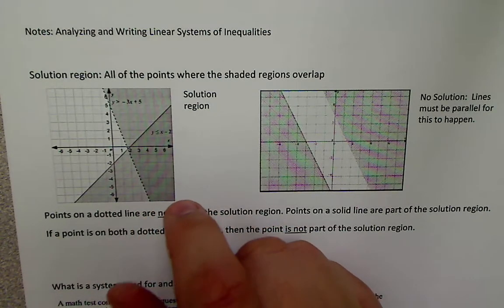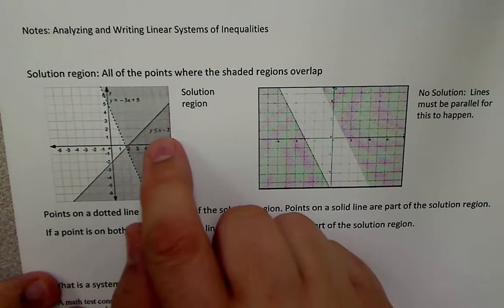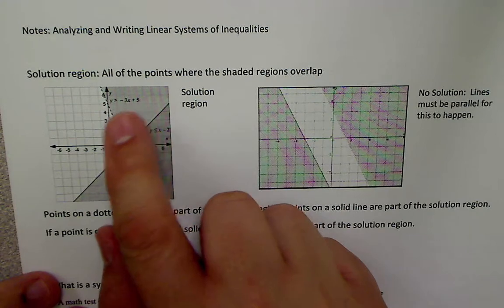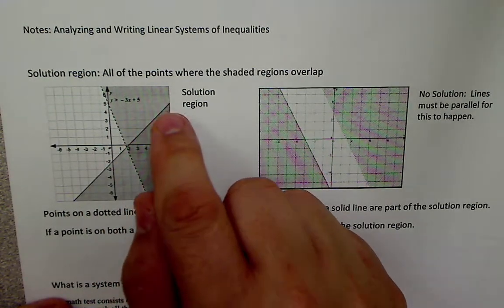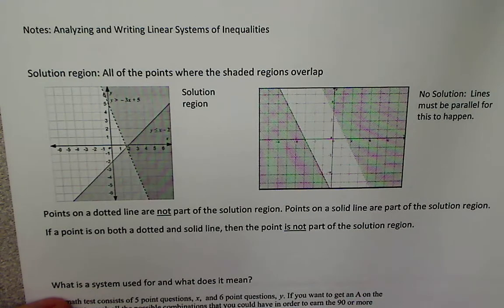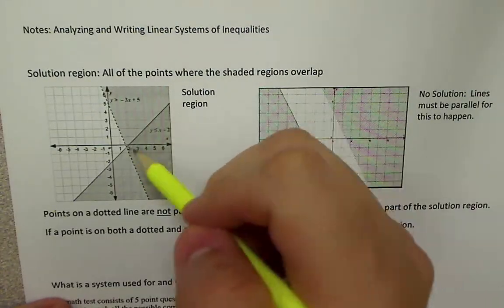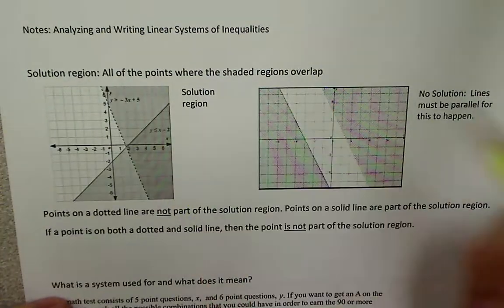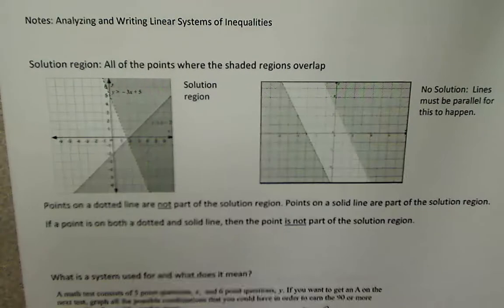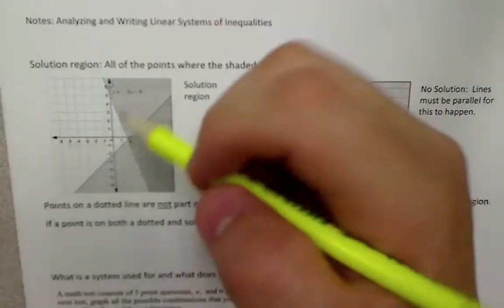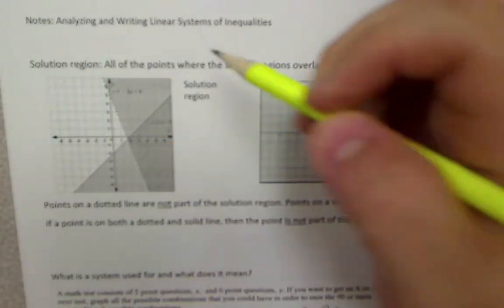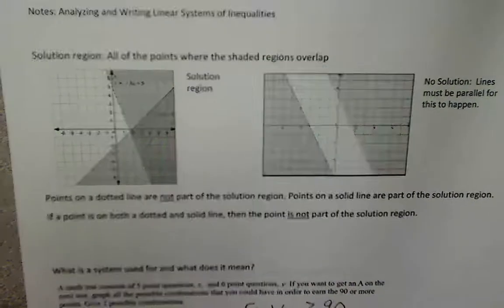Okay. So if you have two lines or two inequalities, there's going to be an area where the shading occurs, where the shading is going to overlap itself like this. Like this dark shaded region right here. That's the solution region. That's the region we're going to be looking for. So basically what it says is any point in this darkened region is an actual solution, an answer.